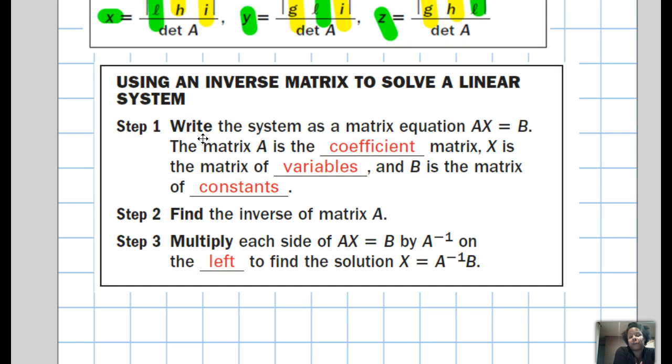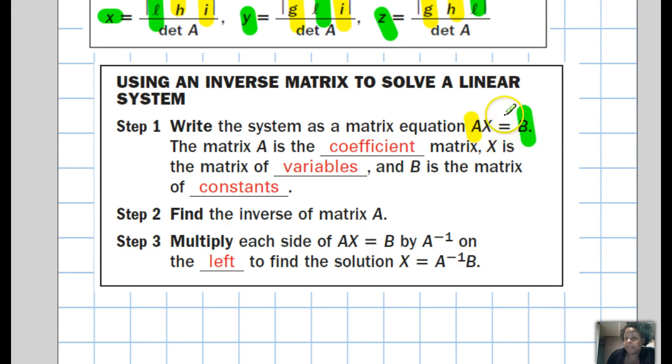Now let's take a look at something else. Another way to determine the solution of a linear system of equations besides Cramer's rule is to use the inverse matrix to solve a linear system. So what do I mean by using the inverse matrix? Remember, if I have a system that looks like this, A, which is my coefficient matrix, times some x will give me my right-hand side.